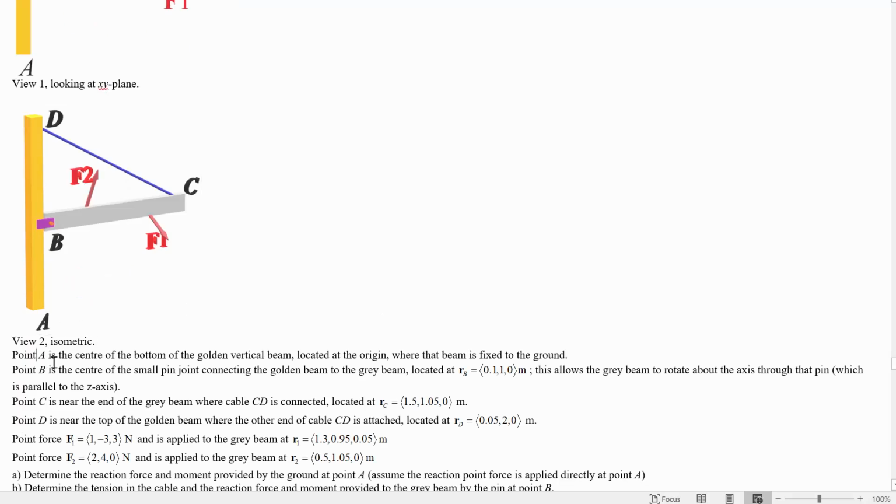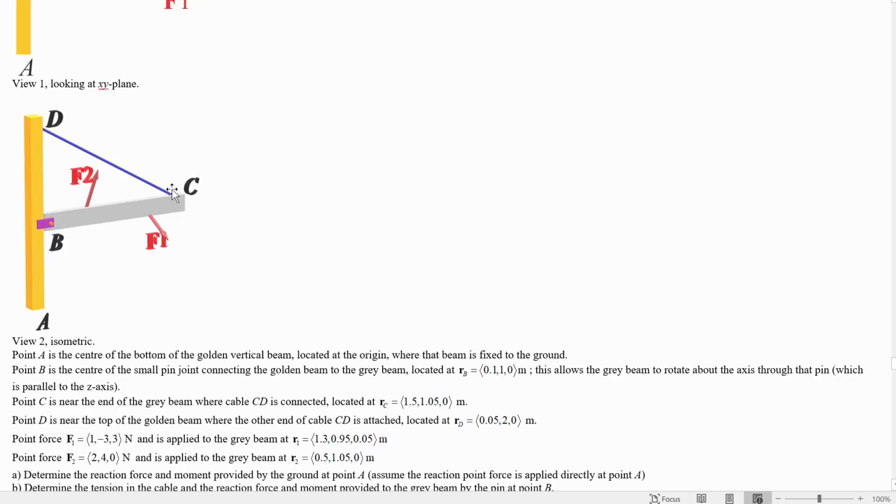Let's suppose that point A is fixed to the ground. Point B is a pin joint that is located at these coordinates and allows the gray beam to rotate about it. So it will not be producing a moment in the Z direction. It could produce other moments, X and Y moments, and it could produce forces in all 3 directions because it's a pin joint, but no moment about Z.